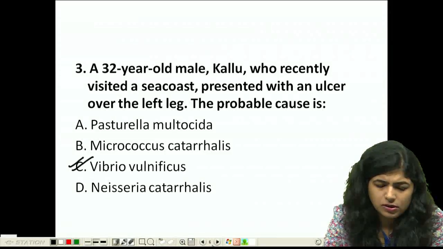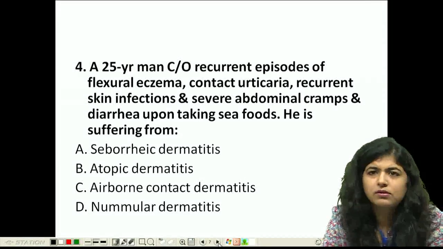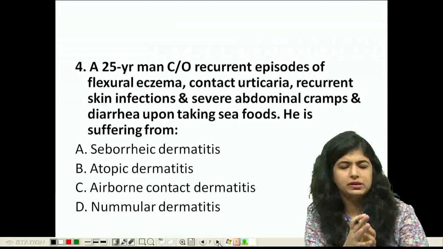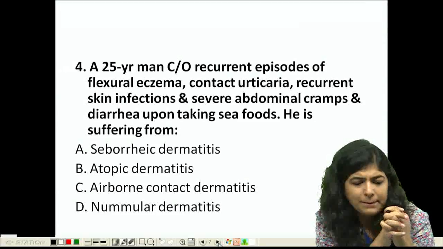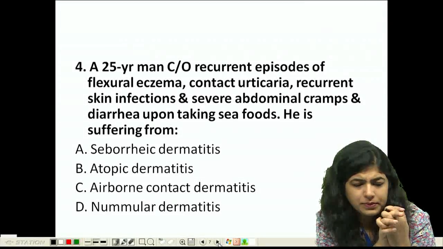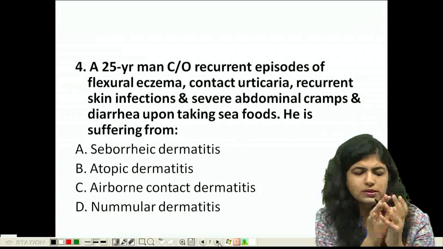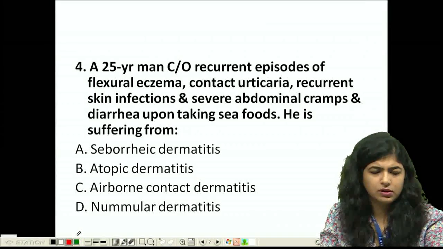Good. Should we move on to the next question? Yes, we should. Read this. Tell me the answer. What is this question talking about?